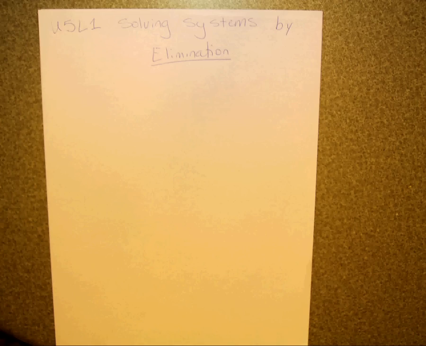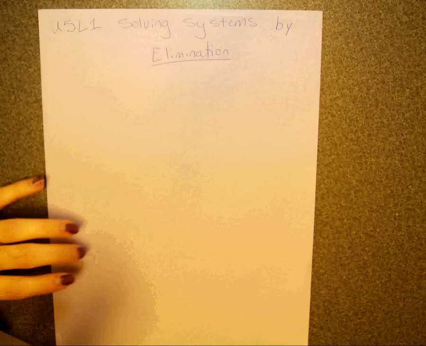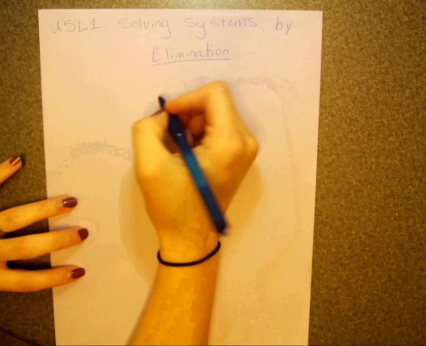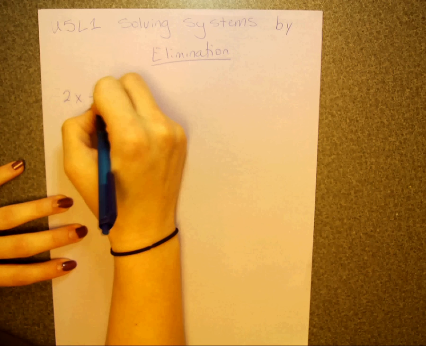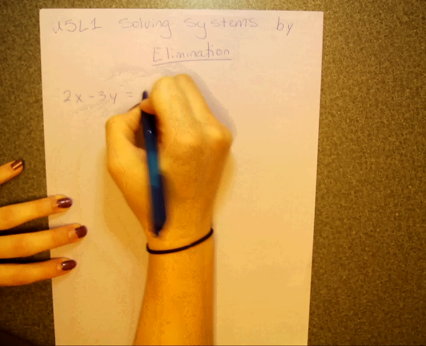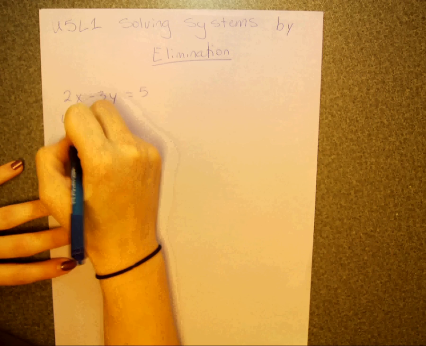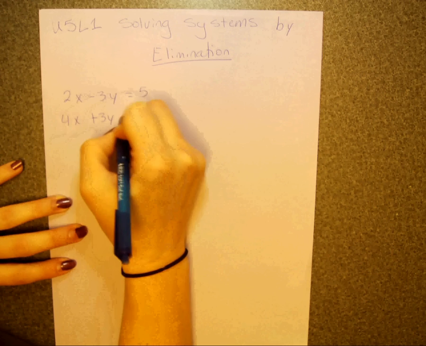Okay, today we're looking at Unit 5, Lesson 1, Solving Systems by Elimination. We looked at solving systems last week using matrices, and so they will look kind of the same. So let's say I have 2x minus 3y equals 5, and 4x plus 3y equals 1.